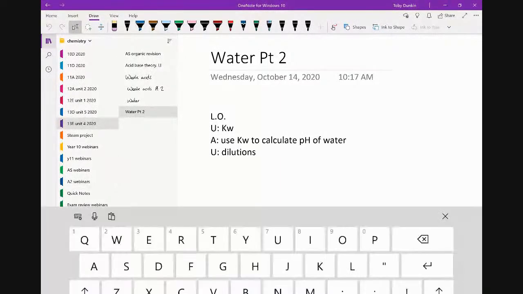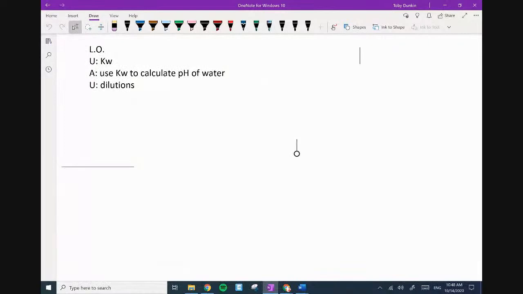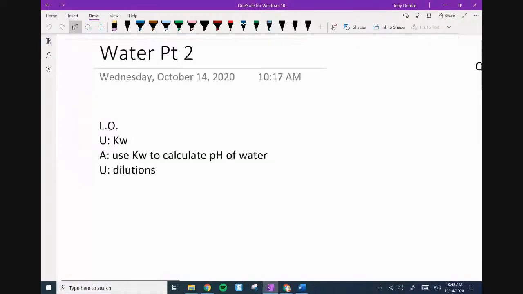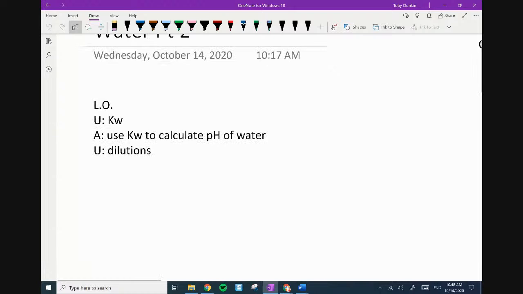Right. So today we're going to pick up KW. Sorry, my laptop is struggling just a little bit. So we've got 3 learning objectives. 1, understand KW. Number 2, to be able to use KW to calculate the pH of water, and then understand dilutions. That's my plan today.